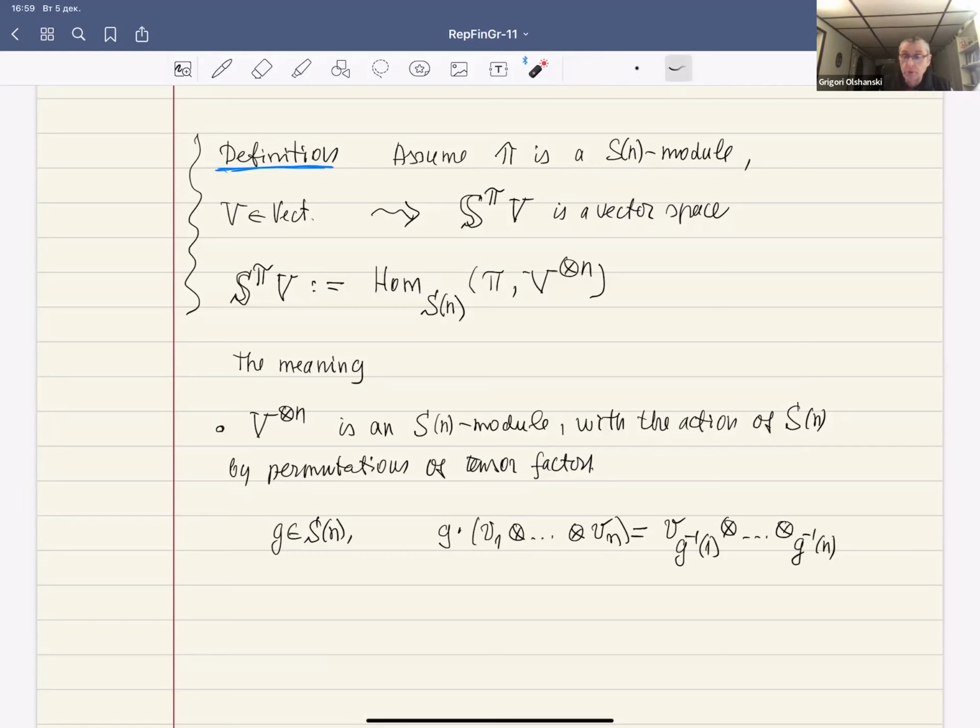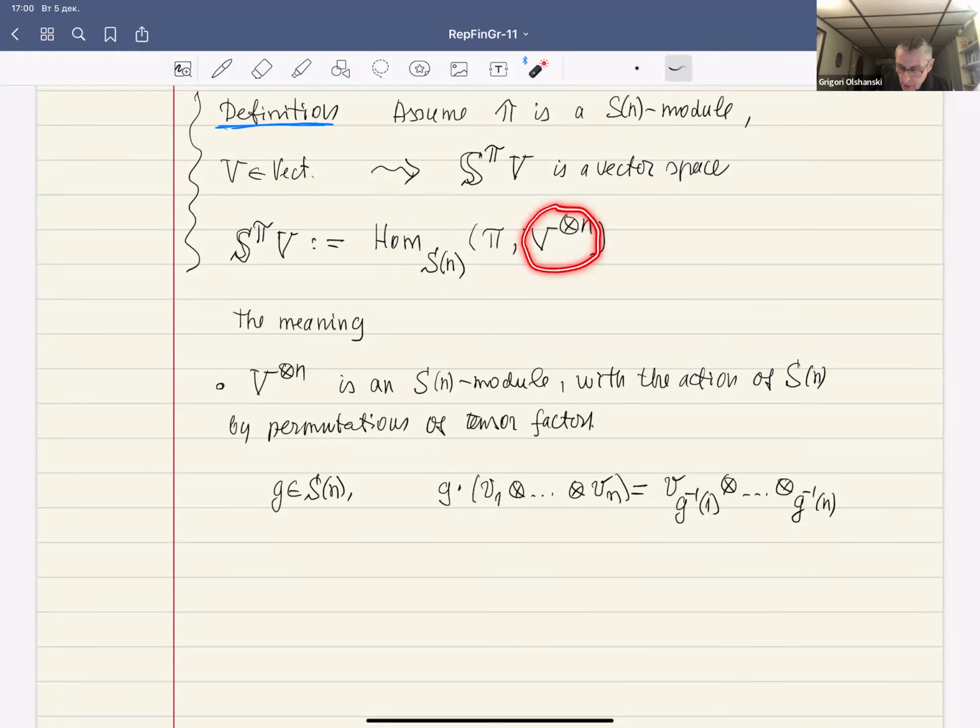I would like to emphasize that in order to get a left action on tensors, we need to take the inverse of the permutation. Otherwise, we would get a right action. So this is easily seen. We see that this space is a module of a symmetric group, or representation. So we take first the space of all linear operators from this space to this space. Next we take operators which are intertwiners, which commute with the action of the symmetric group. So what we get is some subspace of this Hom, not all operators, but only those which commute with the action of the symmetric group. So this is the definition.